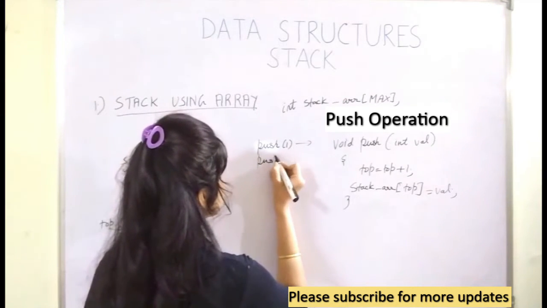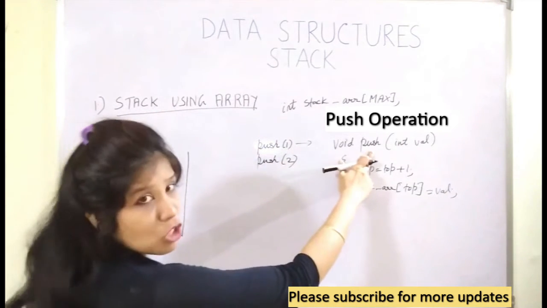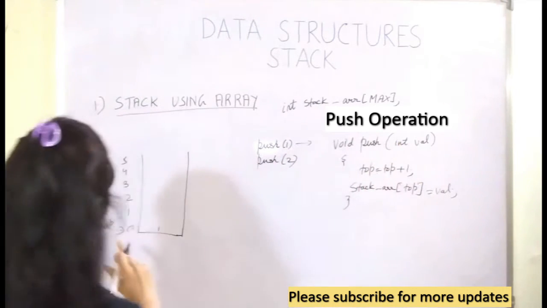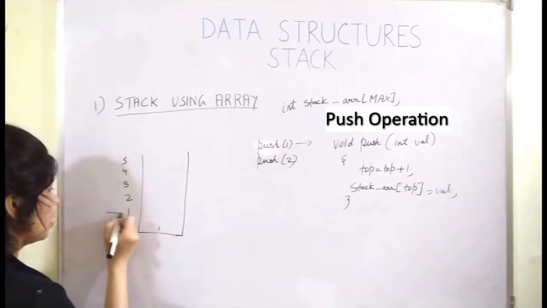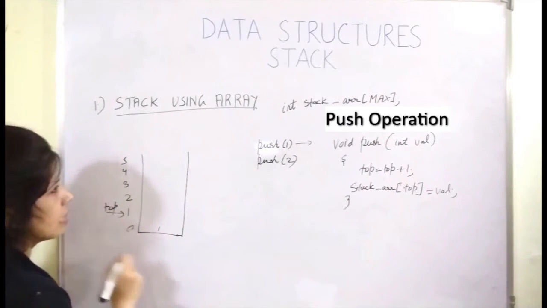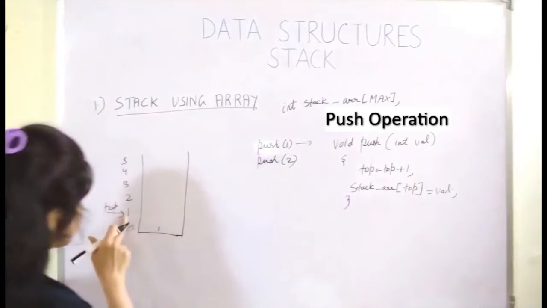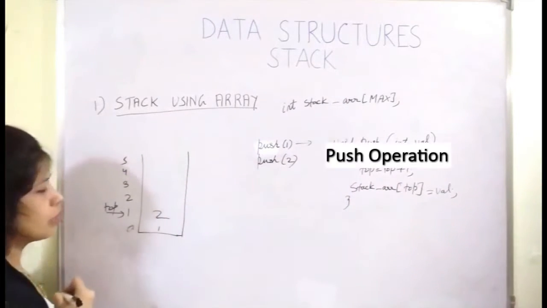One more time, push 2. What will happen in this case? Again this function will be called, and again the value 2 will be passed. Again the top will be incremented by 1. The top was 0, now it will be incremented by 1. Therefore here is your top, this index. In this array, at index 1, you are storing the value 2. So now 2 will be stored here.